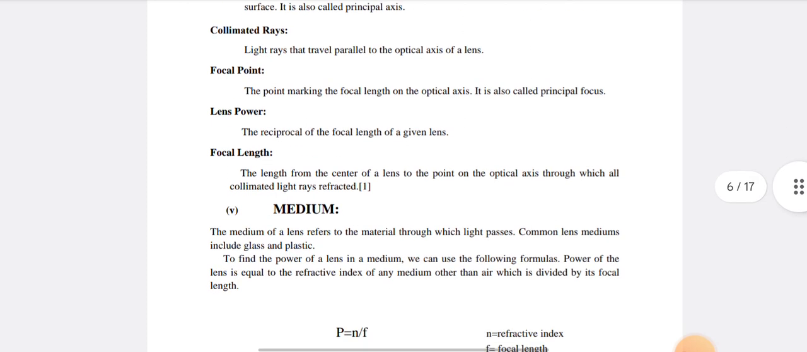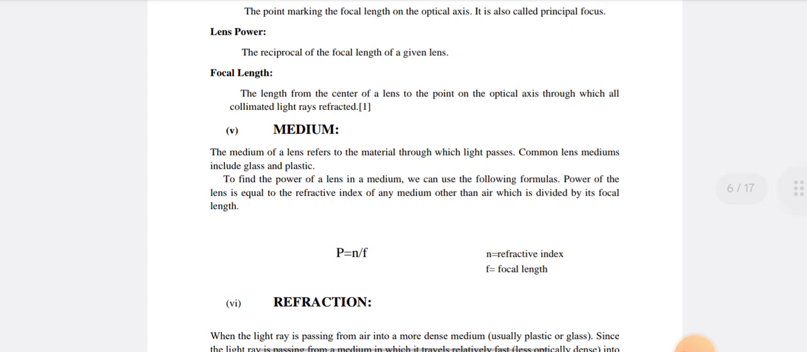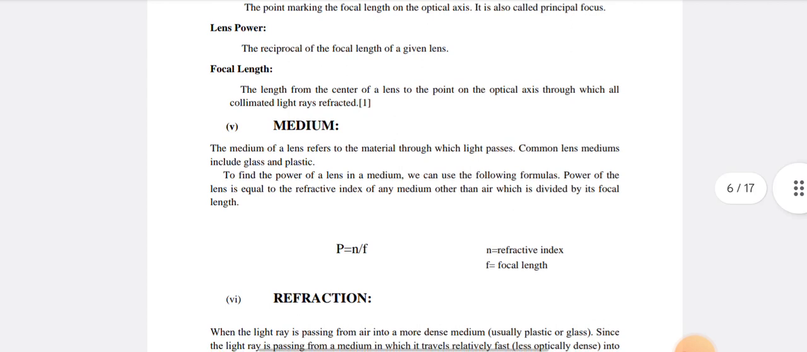Focal length: the length from the center of a lens to the point on the optical axis through which all collimated light rays are refracted. Medium: the medium of a lens refers to the material through which light passes. Common lens media include glass and plastic.